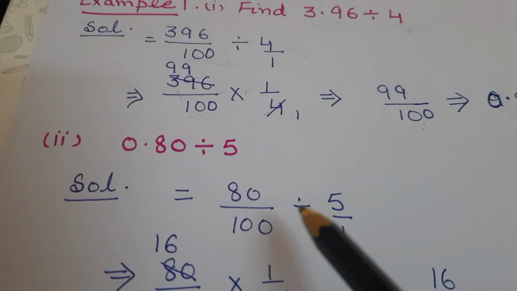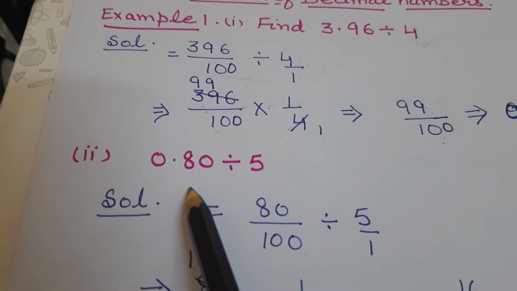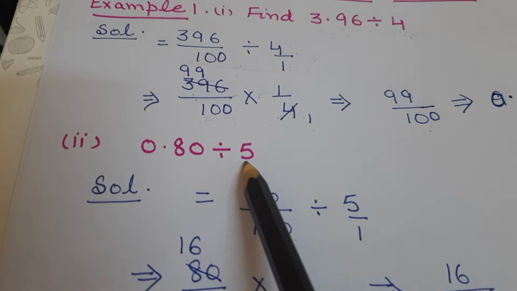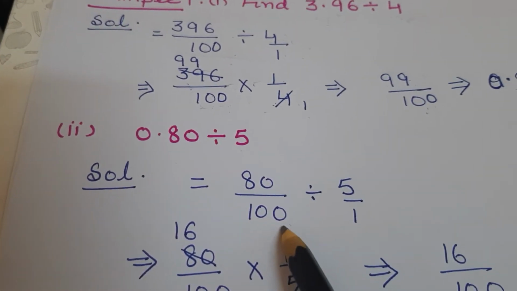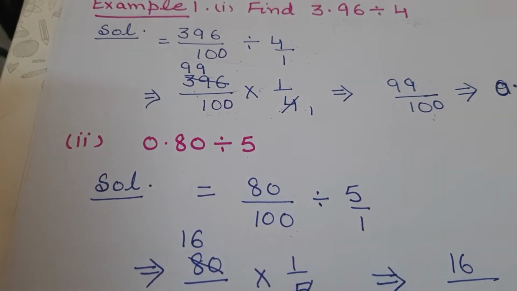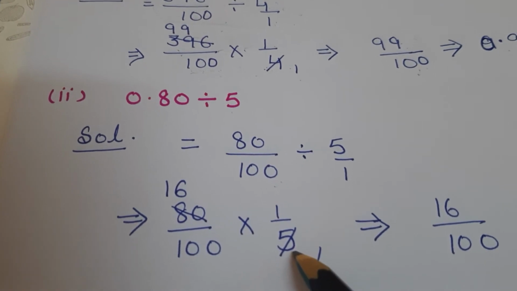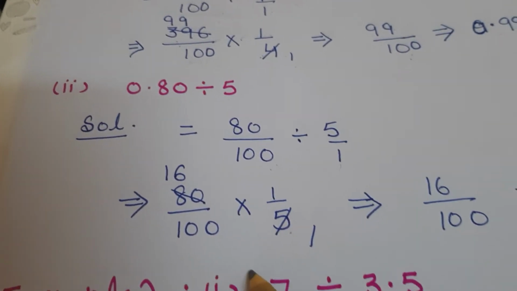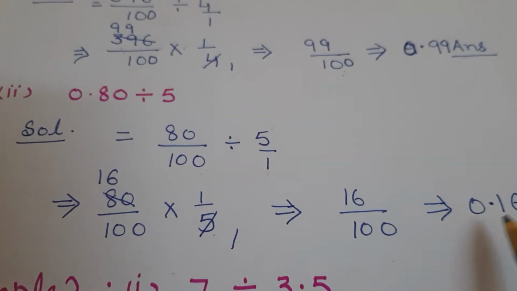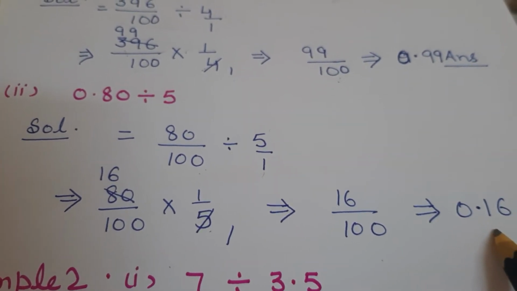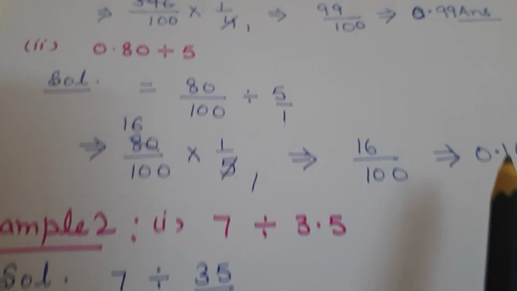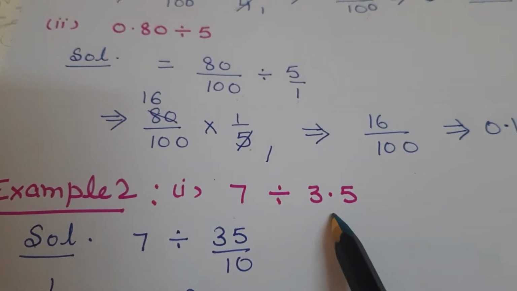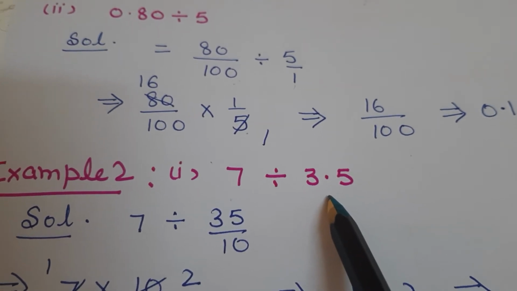This one is also the same. A decimal number is divided by a whole number. So first we will remove the decimal, then convert it into multiplication by reciprocating the divisor, then cancel, then we will convert it into decimal. Now the next type is when a whole number is divided by a decimal number.